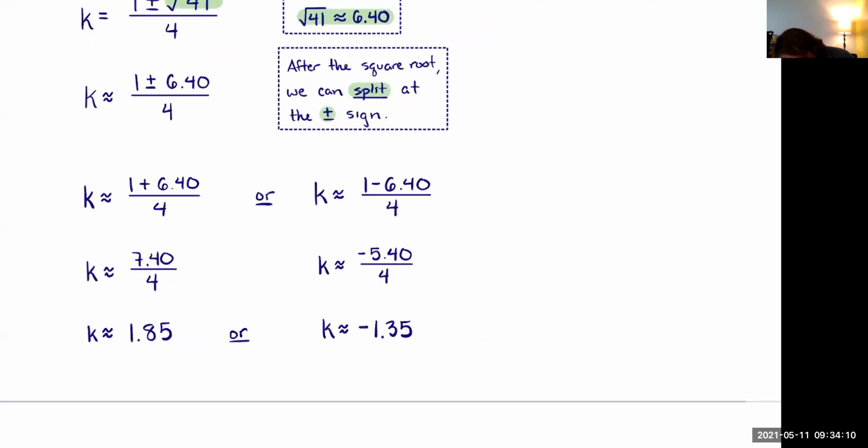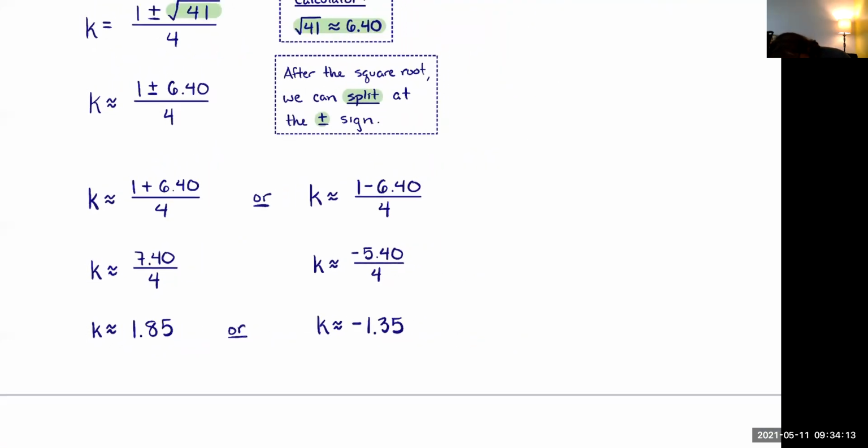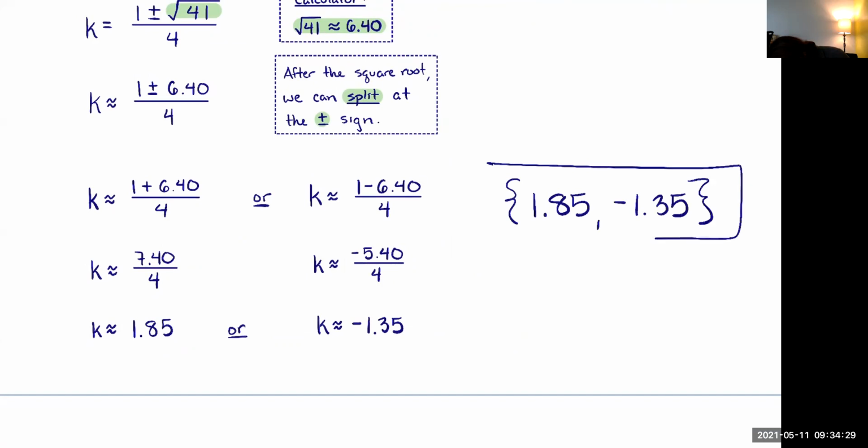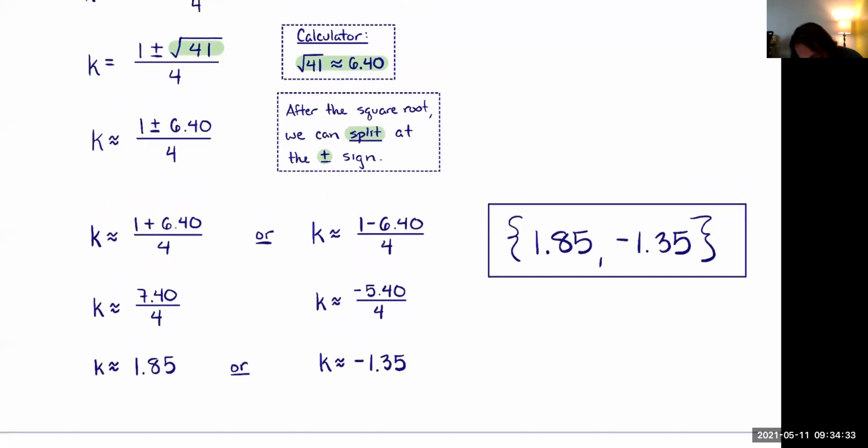Now, with a little bit of work, we just came up with the two solutions that are approximately 1.85 and negative 1.35. Oof. Now, the fact that we had to approximate very quickly tells me that's probably why it didn't factor.